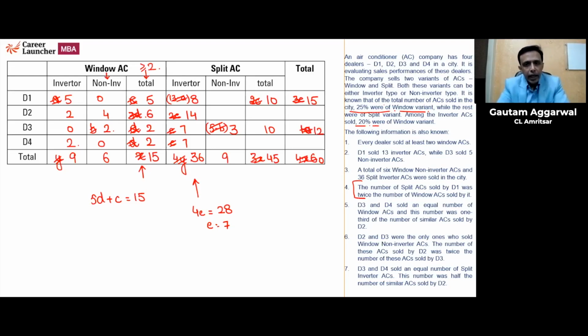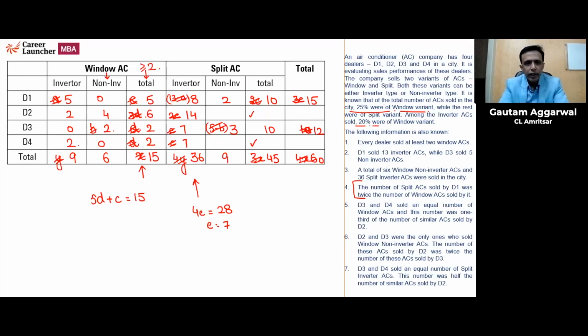Perfect. As of now, this is 2. What we are left with is these two columns. These two columns would total turn out to be 25. Still not very clear what would be the data. But yes, if I look down right now, what we cannot figure out is D2 split non-inverter AC and D4 split non-inverter AC. Rest of the data sounds very clear now.